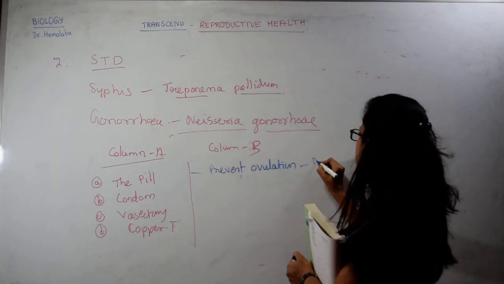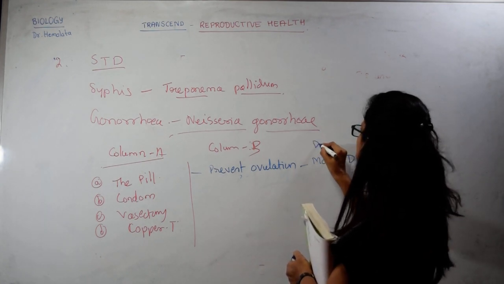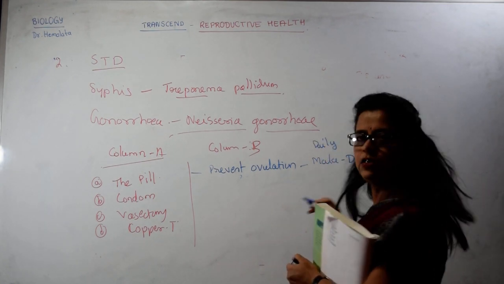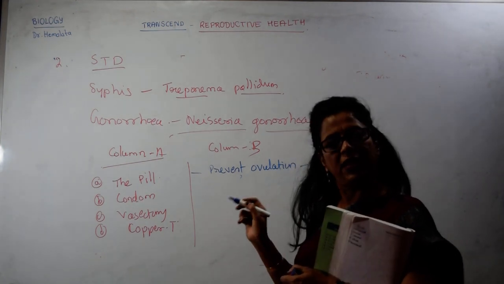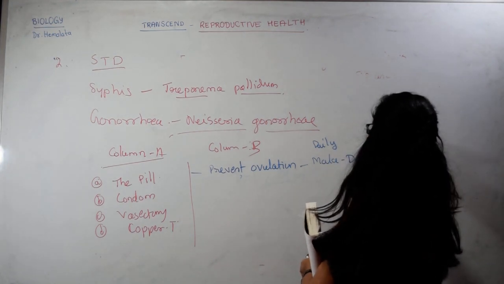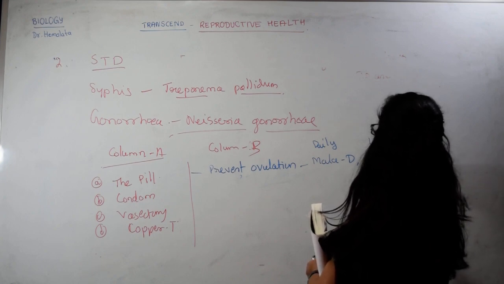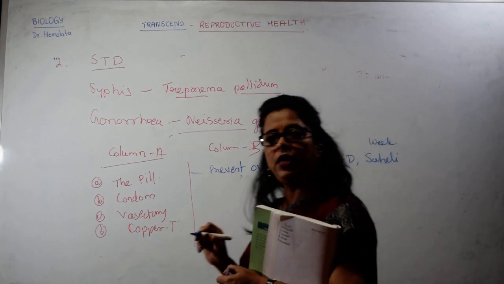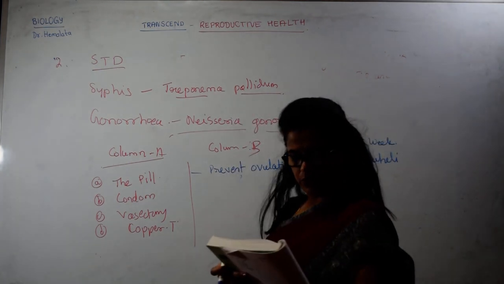The daily pill is Mala D. Female has to take this pill from day 1 up to 28 days, until the next initiation of the menstrual cycle. Then the weekly pill, which you have to take once a week, that is Saheli. It is the weekly pill. It has a higher concentration of these hormones.